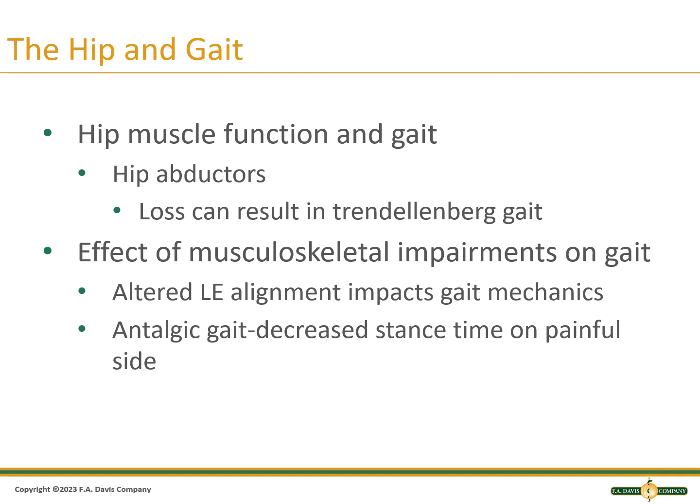Effect of musculoskeletal impairments on gait. So altered lower extremity alignment impacts gait mechanics. So if we have tightness that has impacted the joint alignment, then that's going to impact the lower extremity positioning and therefore affect our gait mechanics. Antalgic gait is going to be a decreased stance time on a painful side, and this is our stereotypical limping. You just think of somebody who does not want to spend time standing or weight bearing on a painful lower extremity, and that is the gait pattern that they're going to produce.